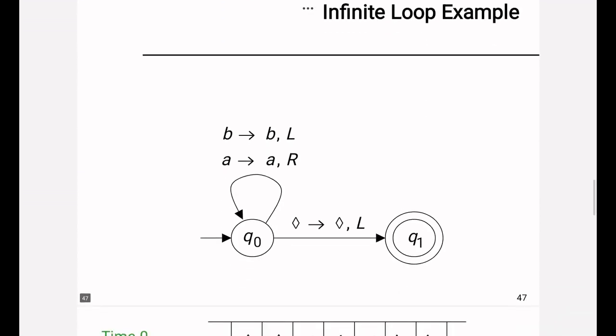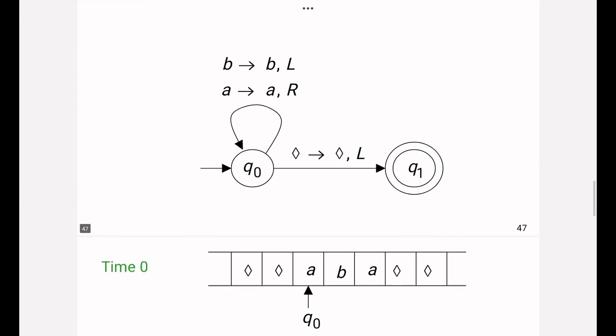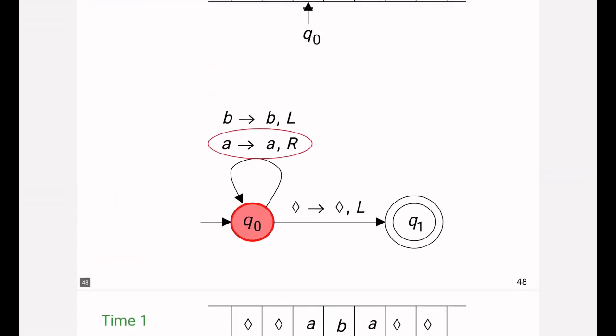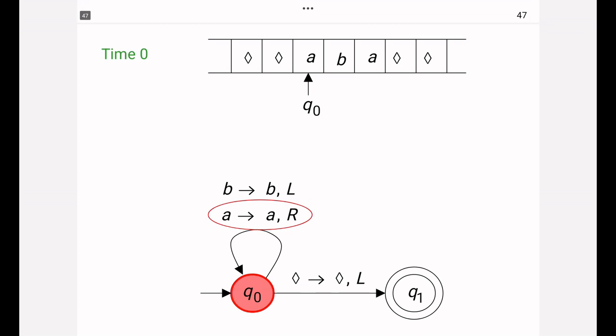Now what is the meaning of infinite loop? See here, A replaced by A and move right, B replaced by B and move left. A replaced by A, move right, B replaced by B and move left. So this is the infinite loop. This is the best example.